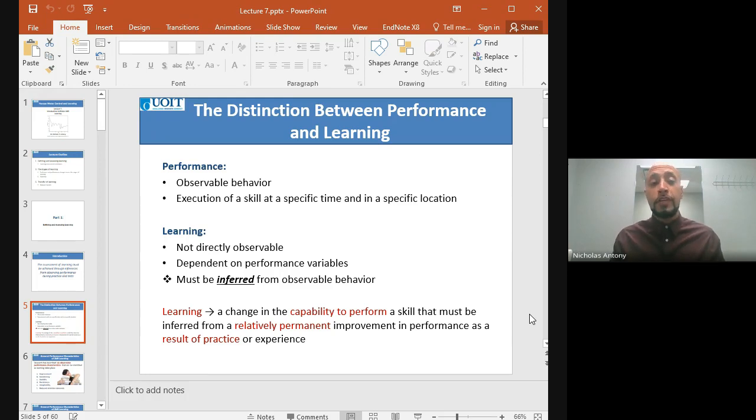So learning, as a definition, is a change in the capability to perform a skill that must be inferred from a relatively permanent improvement in performance as a result of practice. So remember we talked about the process of learning. It involves practice or the repetition of a motor skill, which leads to a relatively permanent improvement in the capability to achieve that skill.